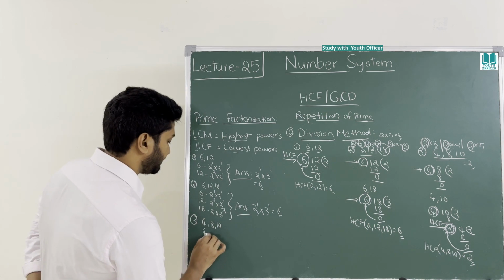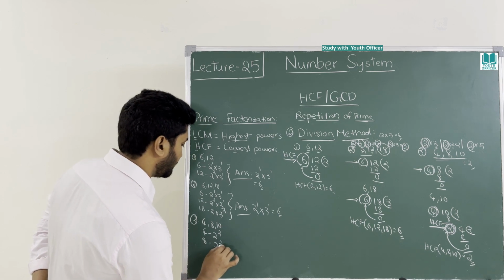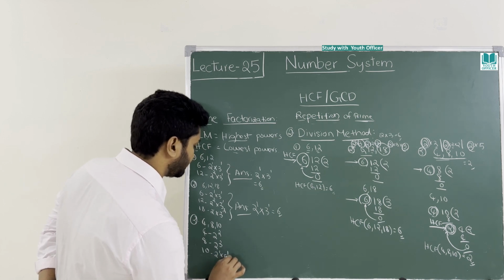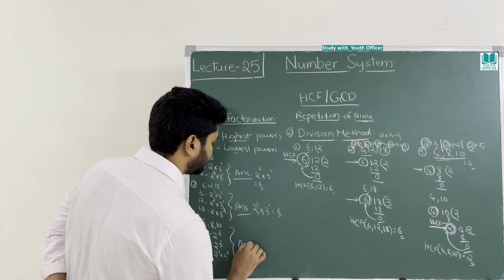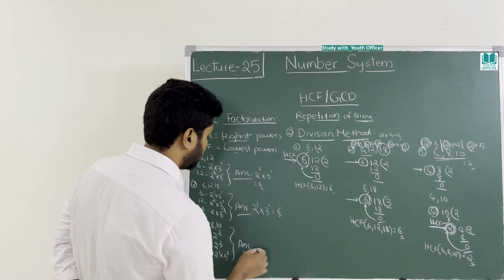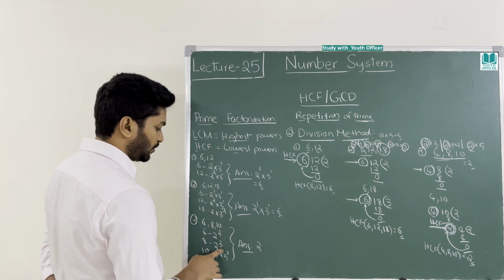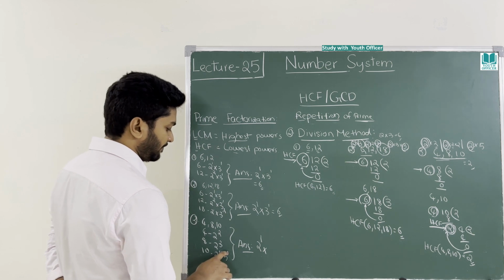Now the third one, 4 comma 8 comma 10. How do you write 4? 2 square. 8? 2 cube. 10? 2 power 1 into 5 power 1. What is the answer? You have to find the lowest power. For 2, the lowest power among 2 square, 2 cube, 2 power 1 is 2 power 1. So 2 power 1 into 5 power 1.